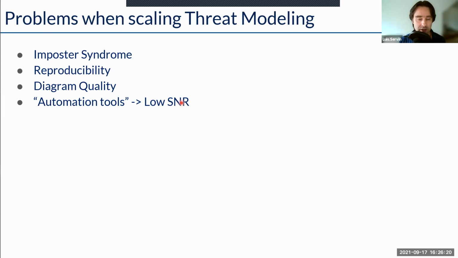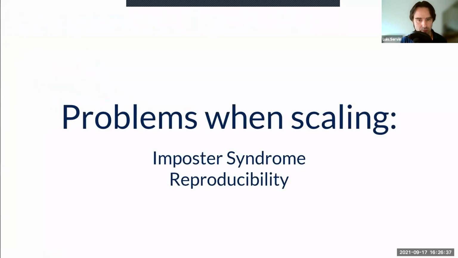We had 400 items, out of which maybe 5 to 10 would be true positives. Find them in 400 findings. So that turned out to be a problem. So let's discuss how we tackled some of these problems. So let's talk about the first two, imposter syndrome and reproducibility.